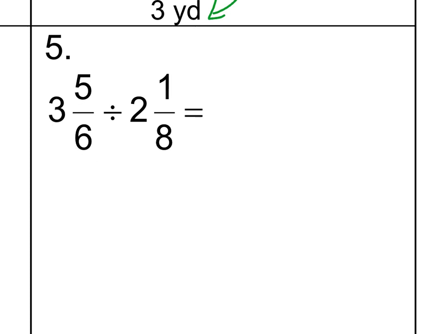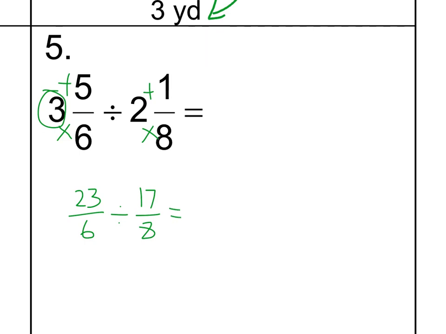So I'm going to make these improper by multiplying the denominator and the whole number to find how many sixths are in 3 wholes, which is 18, and then adding my extra 5. So 18 plus 5 is going to give me 23 sixths. And then 8 times 2 is 16, and 16 plus 1 is 17, 17 eighths.